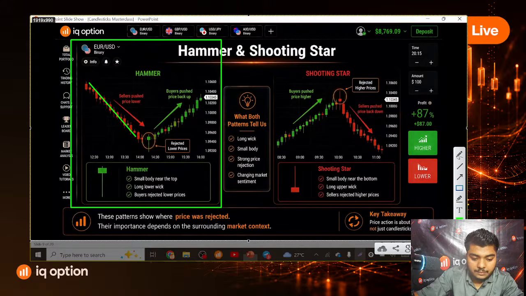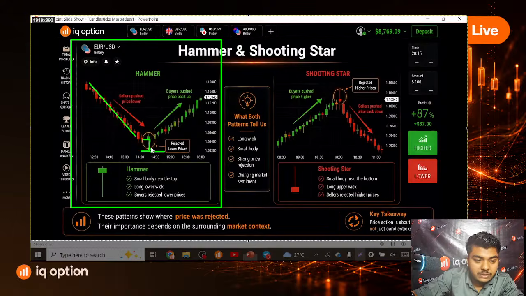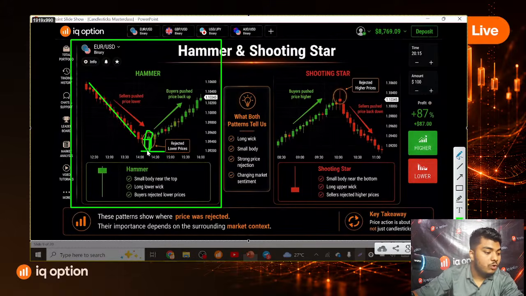Sellers pushed the price much lower during the trading period, creating a long wick, but before the candle closed, buyers stepped in and pushed the price back up. As we already discussed, sellers tried to push the price down but eventually failed. Buyers pushed the price with their full strength and not only pushed the price in the upward direction but also made this candle a bullish candle.